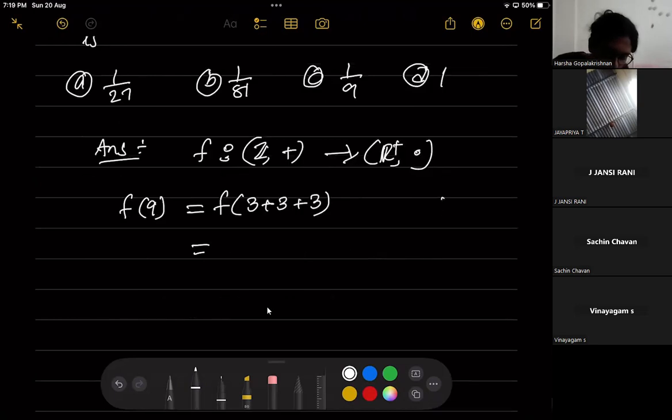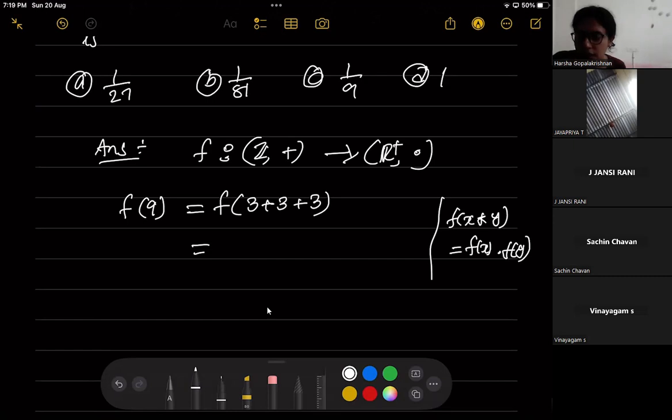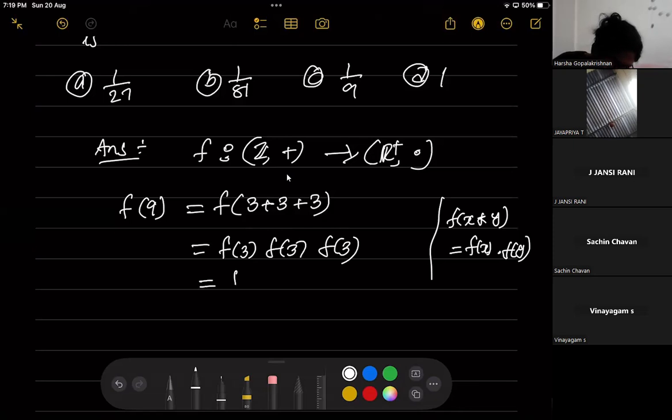What is homomorphism? F of x star y equal to f of x dot f of y. Star is the operation in the domain and dot is the operation in the codomain. Then we will write like this. So here f of 3, f of 3, f of 3. Like here 2 elements or 3 elements, it does not matter. So what is f of 3? It is given 1 by 3. So 1 by 3 into 1 by 3 into 1 by 3, which is equal to 1 by 27. Is this clear for everyone?